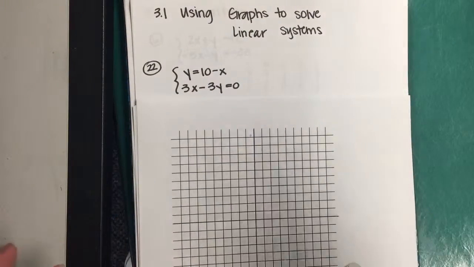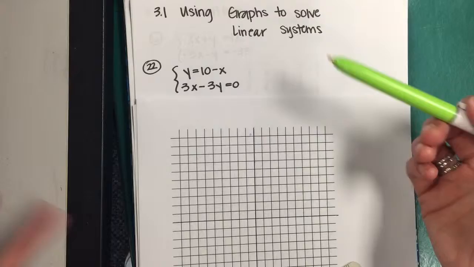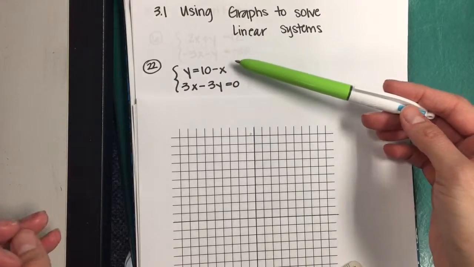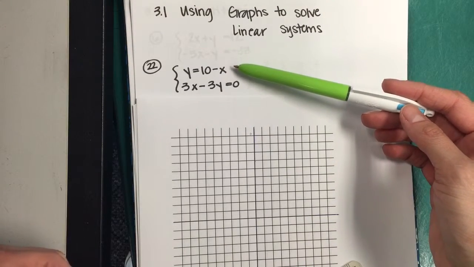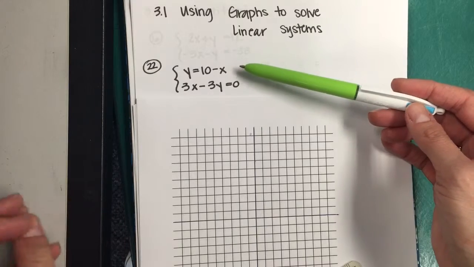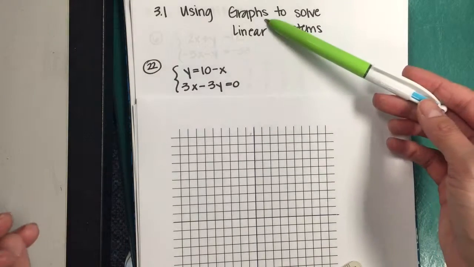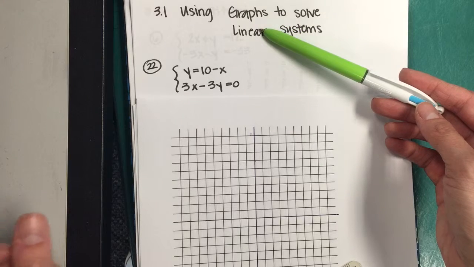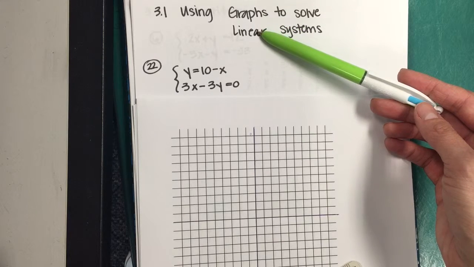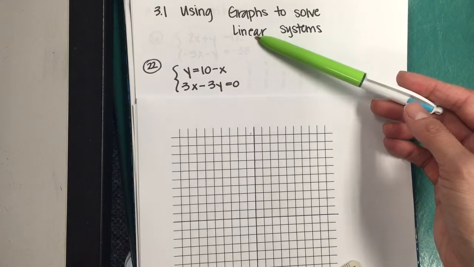Section 3.1 is using graphs to solve linear systems. Remember that a system means two or more equations. Linear means that they're going to be equations of lines. So we have two equations of lines here. If we're going to solve by graphing, we graph each of them separately, and then the solution is points that they have in common. So it's going to be where they intersect.